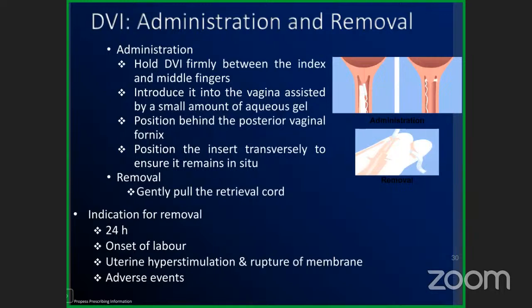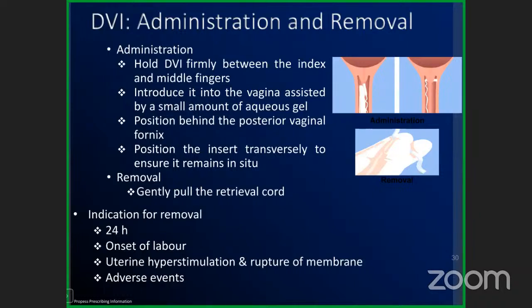Hold the dinoprostone vaginal insert firmly between the index and the middle fingers. Introduce into the vagina assisted by a small amount of aqueous gel. Position behind the posterior vaginal fornix. Position the insert transversely to remain in situ. It has to be in a transverse insertion, never vertical.